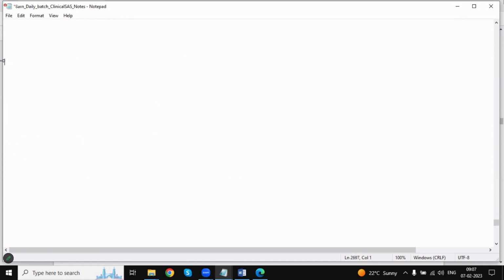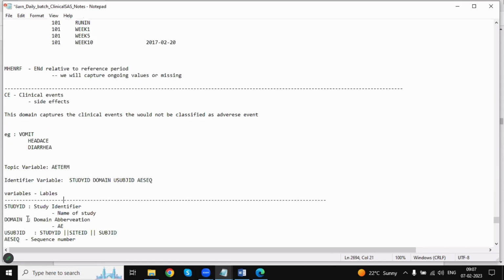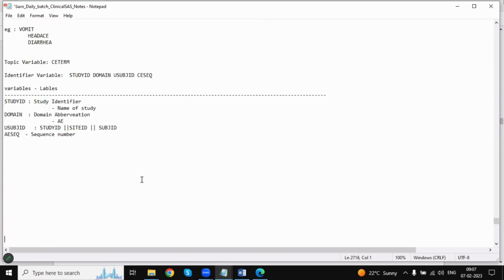So let us discuss what are the variables we have in the CE domain. What is the topic variable here? Previously AE term, now it's going to be CE term as the topic variable. What are the identifier variables? What are the common variables? Study ID, domain, unique subject ID, and sequence number. Study ID is the same. Domain is the domain abbreviation; here we are discussing the CE domain, so we have to capture it as CE. Unique subject ID is a combination of study ID, site ID and subject ID. CE sequence number you have to derive, because here also one subject may have multiple side effects, so definitely you will have to derive the sequence number.